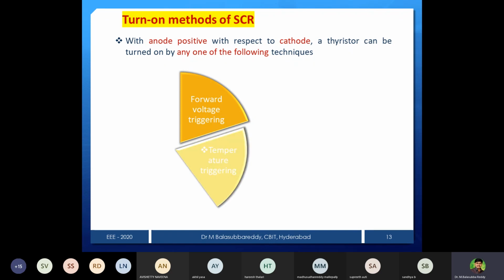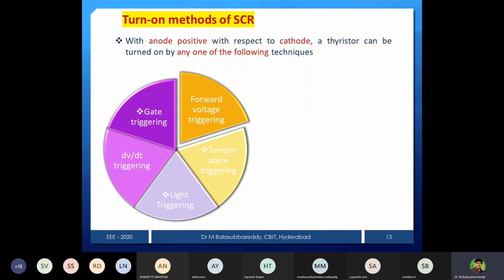The second method is temperature triggering, and the third one is light triggering. Temperature or thermal triggering, both are the same, and light triggering. The next one is dv/dt triggering, and then gate triggering. So these are the methods we have to turn on the SCR.